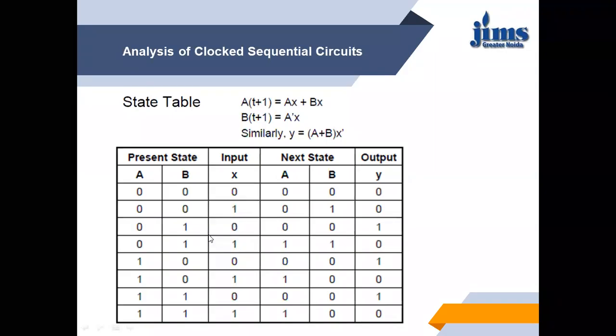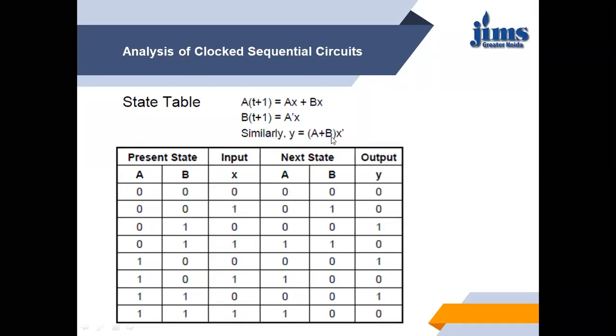Take another example. Suppose A is 0, B is 1 and X is 1. So A is 0, 0 and 1 is 0, or 1 and 1 is 1. So 1 or 0 is 1. So A is 1. Similarly, we can find out B. A is 0, so A bar will be 1. 1 and 1 is 1. So here it is 1.